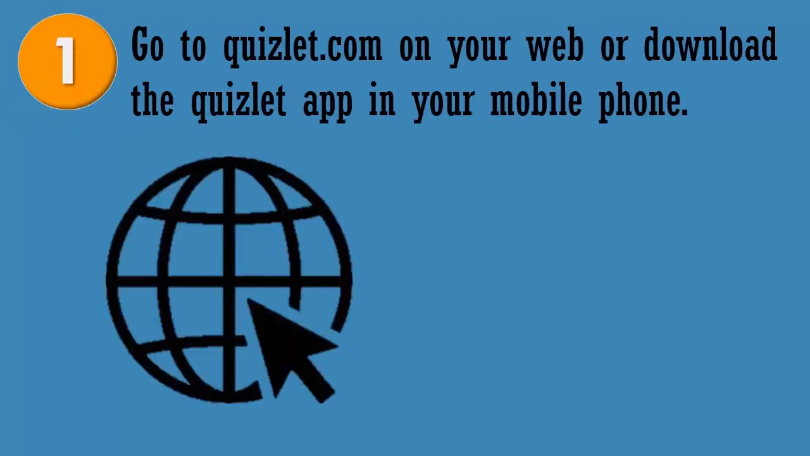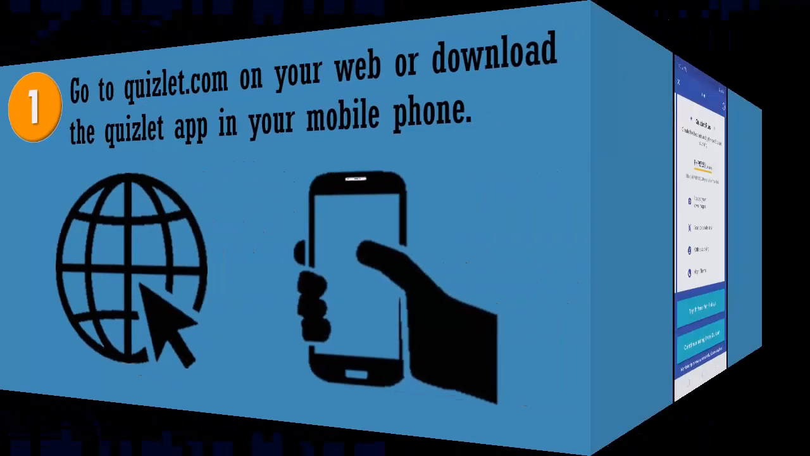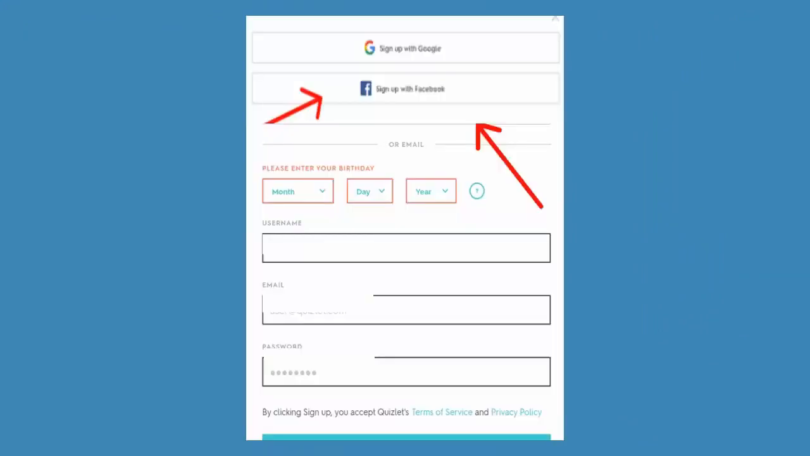Go to Quizlet.com or download the application in your mobile phone and log into your account. If you don't already have an account, make sure to make one or you won't be able to save your set once you make it. To sign up, hit the button in the top right-hand corner.